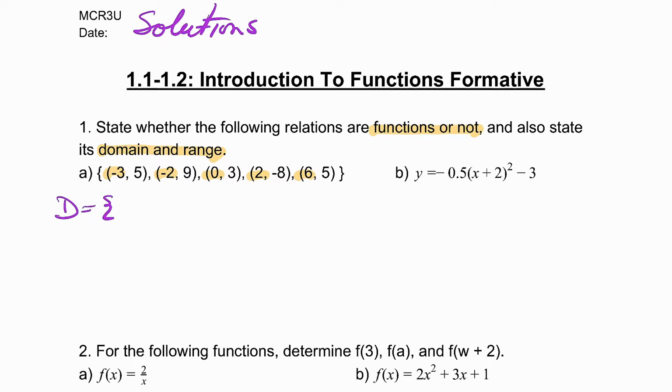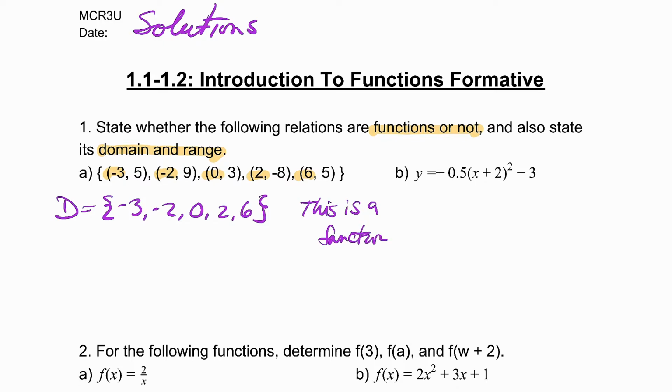When we give the domain in set notation, set notation always uses what I call the curly brace. Some of you have been using the round brace, parentheses, especially when just listing certain values. That is not set notation. Set notation requires the curly brace. And in here we just list off the x values: -3, -2, 0, 2, and 6. And since I didn't repeat anything, I know that this is a function.